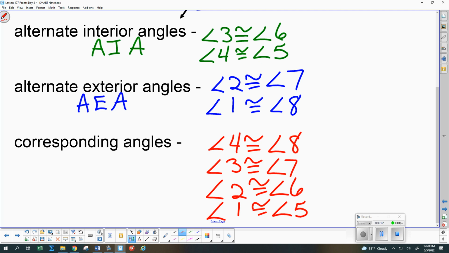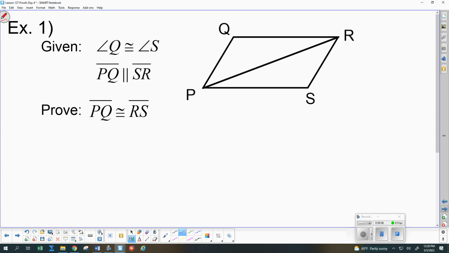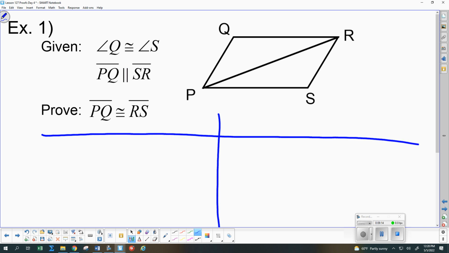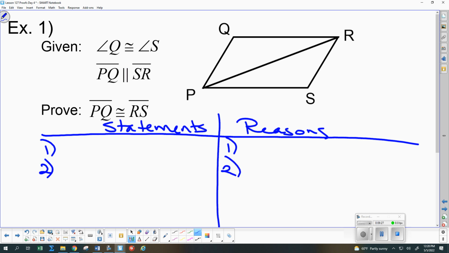Any questions from anybody on those? All right, let's do a proof. You already have the picture drawn. You do not need to copy it. So start your T-table and go ahead and fill in your first two lines of it. Remember to write statements and reasons. But I am assuming you have no trouble at all doing statements 1 and 2 right now.